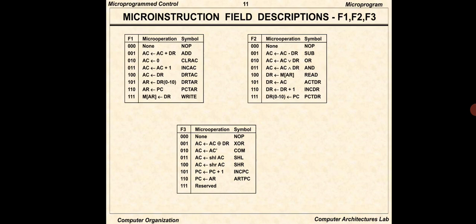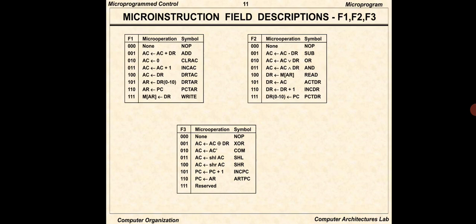In F1, what are the different instructions that will be executed? One is NOP, which is no operation, then the add instruction, clear the accumulator, increment the accumulator. Next, the data register value is moved to the accumulator. Next, the data register value is moved to the address register. Next, the program counter value is moved to the address register. Next, the data register value is moved to the memory. That is your write operation.